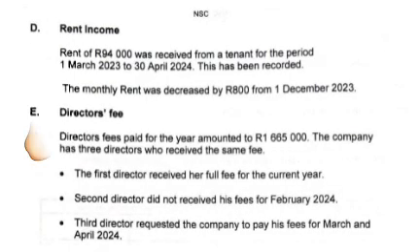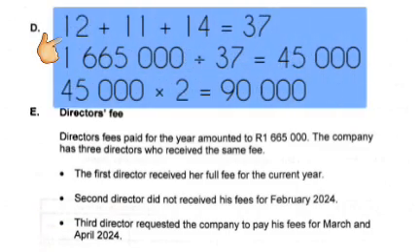Then we also have information E on director's fee. It says director's fees paid for the year amounted to 1,665,000. The company has 3 directors who received the same fee. The first director received her full fee of the current year. The second one did not receive his fees for February, and the third one requested to be paid his fees for March and April. The first one received a full 12 months, the second one only received 11 months, and the third one received 14 months, which gives me 37 months.